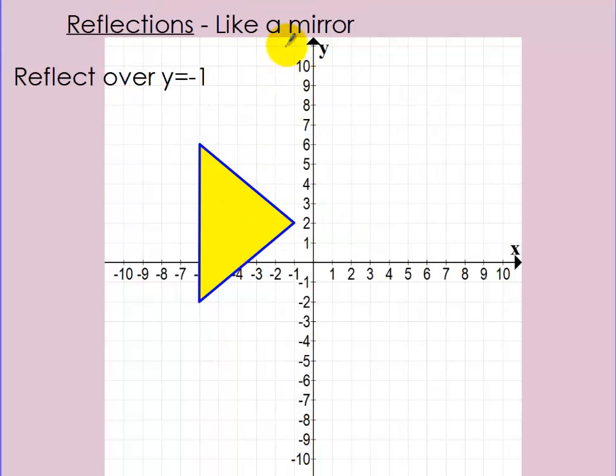I'm going to reflect this over y equals -1. Oh, that's kind of easy. Let's do it. Y equals -1. That's not easy. That's weird. This is this line right here. Part of it's crossing and part of it's not crossing. So you've got to be very careful here.